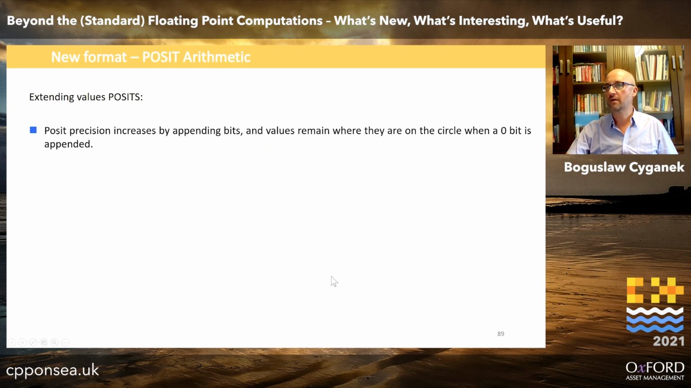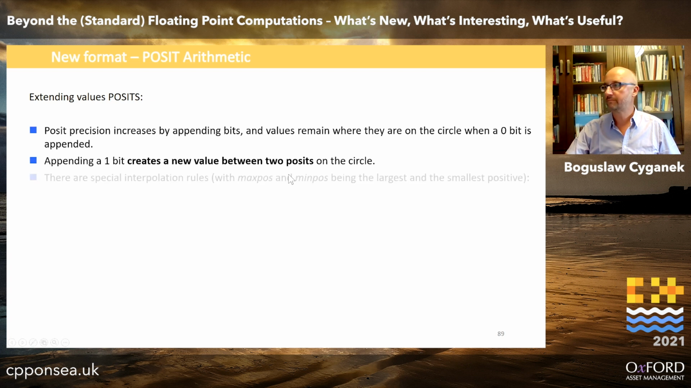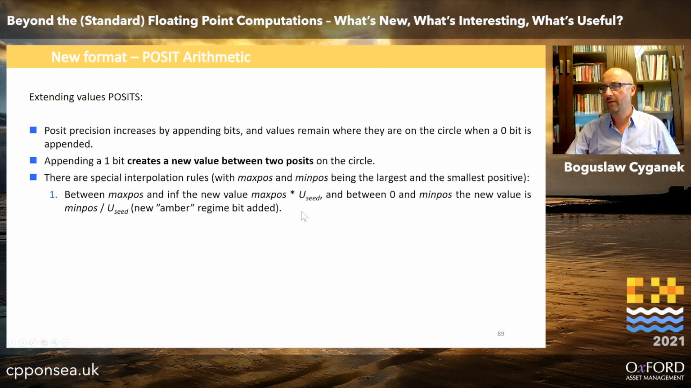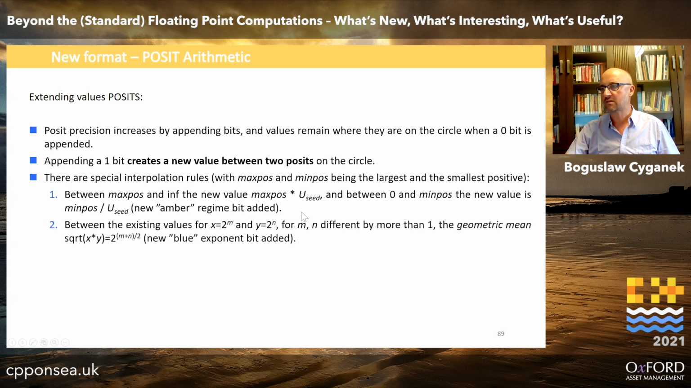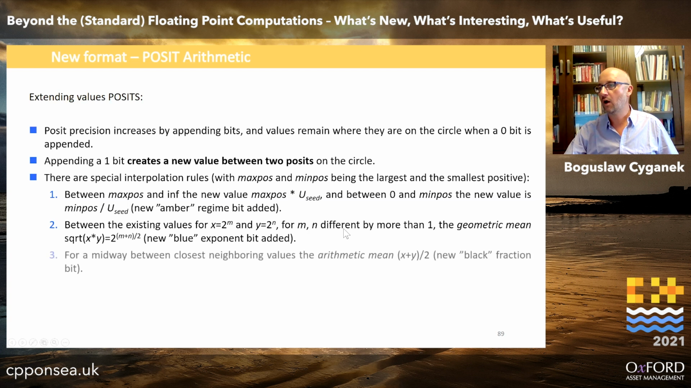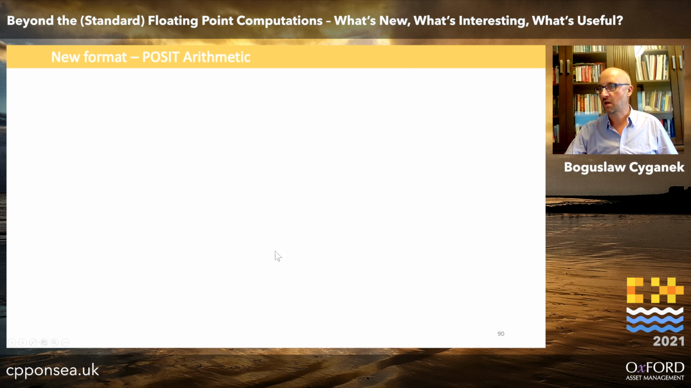Extending values of POSIT precision is done by appending bits, and values remain where they are on the circle. When a 0 bit is appended, the values are the same. When 1 is added, new values are created. And there are special interpolation rules, which are not very complicated. I cited them here. But anyway, the intermediate values are computed either as the geometric mean or as the arithmetic mean between the numbers.